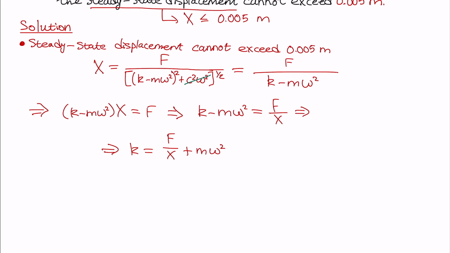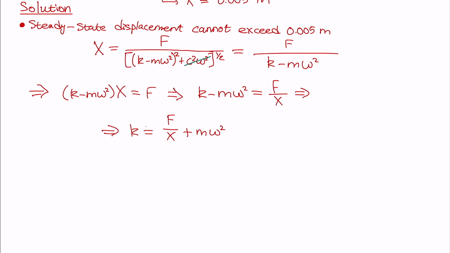Okay. From here, we can go and plug in numbers, and this K should actually be greater than or equal to this value, because it's okay if it's greater. This is going to give a lower displacement, so that's fine. We can plug in our numbers here. We're going to get 25 divided by 0.005 plus 2 times 75.3984, this quantity squared.